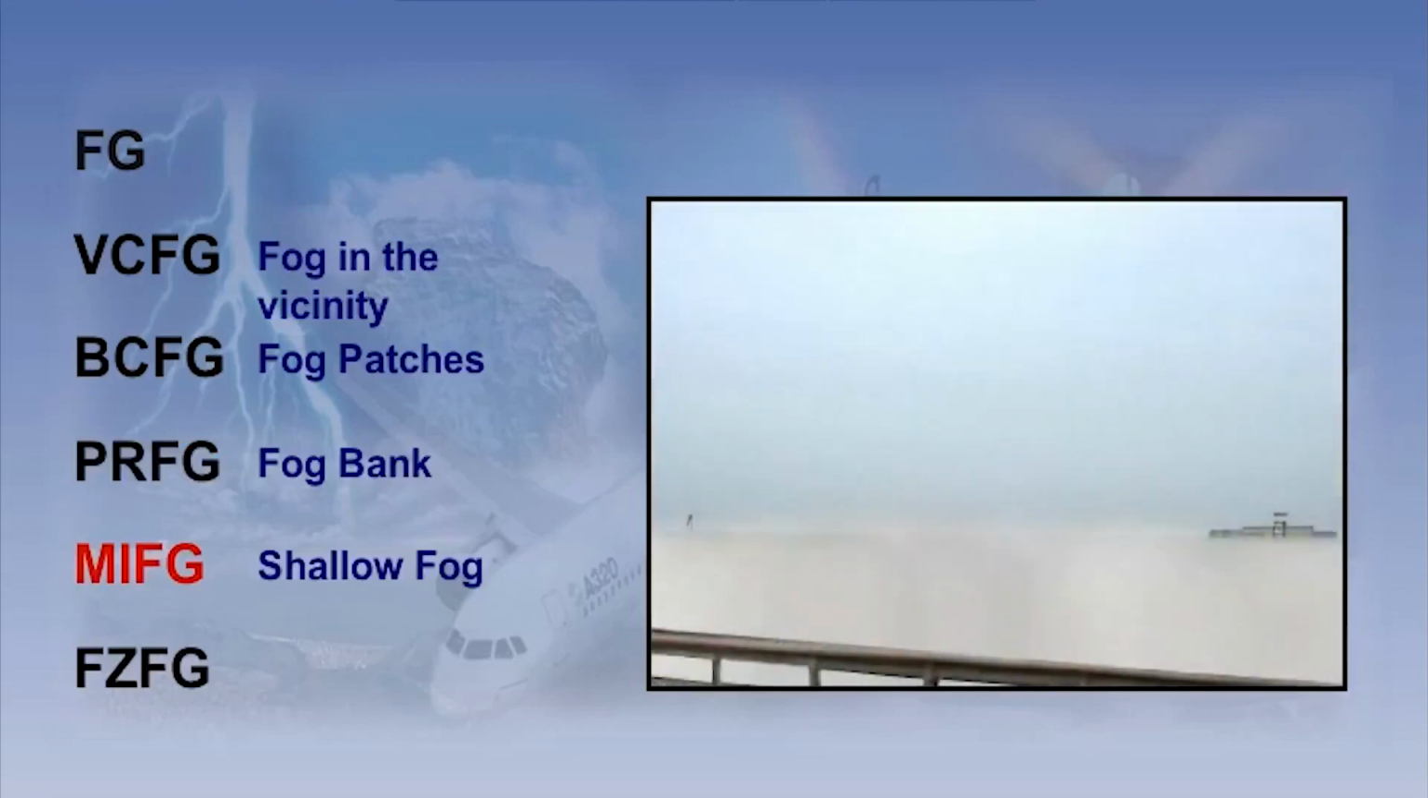Finally, MIFG is rather strange in that it means shallow fog at the observation point. This shallow fog, or mini-fog as it is often referred to, can be either in patches or continuous, but it must be no deeper than 2 meters. Therefore, the observer must be able to see over the top and give a visibility of greater than 1,000 meters.